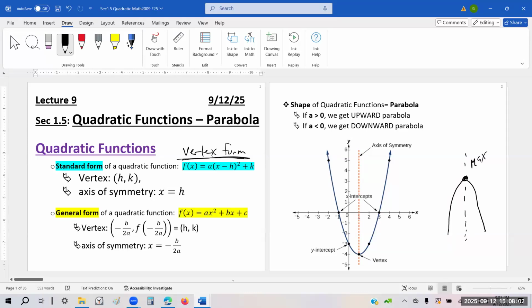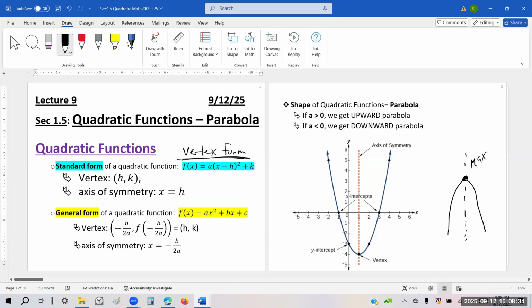Then we have another format where we don't see the vertex. So this format is not so helpful if your goal is to work with vertex. However, this format is easier to work with if you're solving for y-intercept or if you want to find the x-intercept. So to find x-intercept or y-intercept, the general form is easier. But if you want to see vertex, the vertex form is easier.